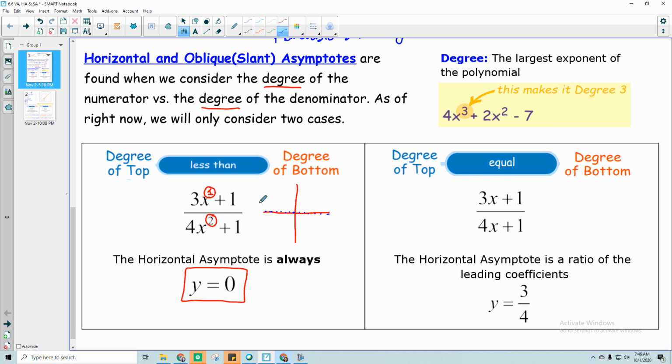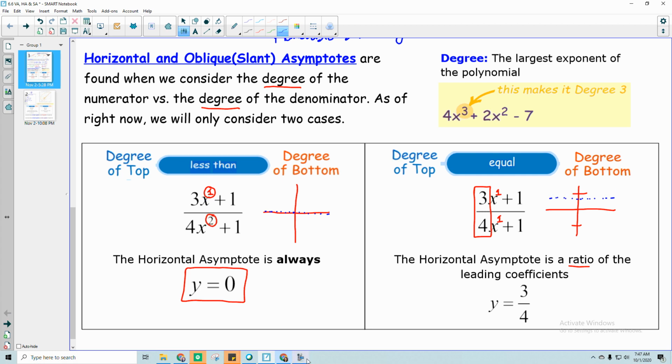And then the very last thing we'll look at is when the degree of the numerator and the denominator are equal. Both of these have a degree of 1. If this ever occurs, then the horizontal asymptote is going to be a ratio, or a fraction, of the leading coefficients. Here, 3 and 4 are my leading coefficients, and together that makes 3/4. So I'm expecting, before I even graph this, to see a horizontal asymptote right at y equals 3/4, drawing a horizontal line there.